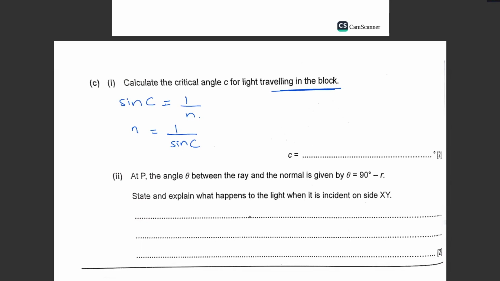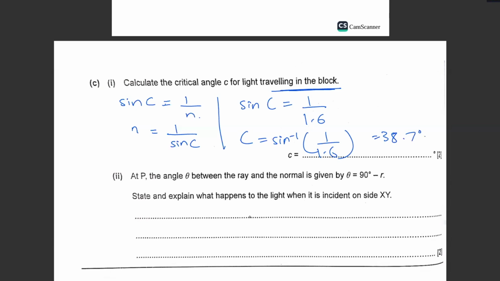Do you know the refractive index? Yes, 1.6. So sine of critical angle is equal to 1 over 1.6. Critical angle is what? Sine inverse 1 over 1.6. Can we calculate this? Sine inverse 1 divided by 1.6. This gives you a value of 38.7 degrees. Critical angle is 38.7 degrees.